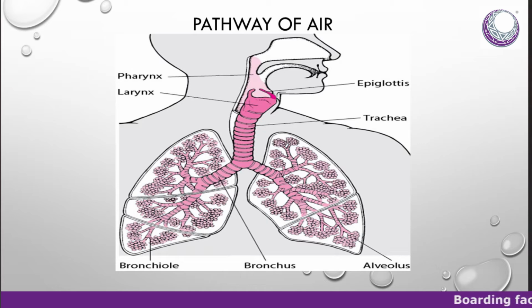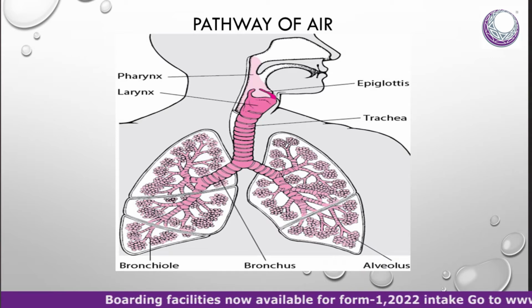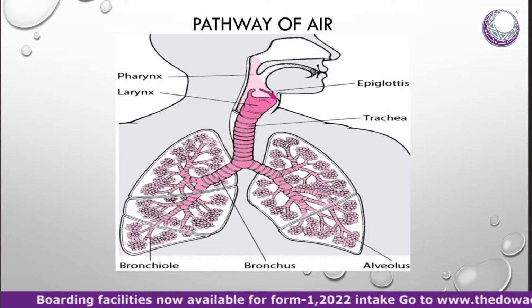So air goes in through the nose, it passes through the pharynx, then the larynx. It is in the larynx here where the air goes into a different passage, which is the trachea.